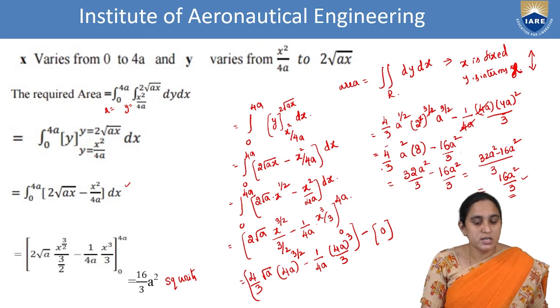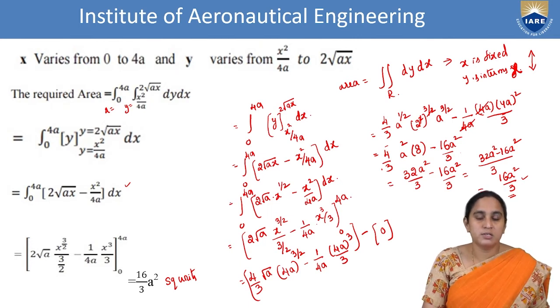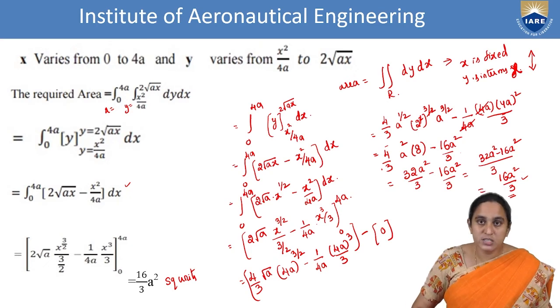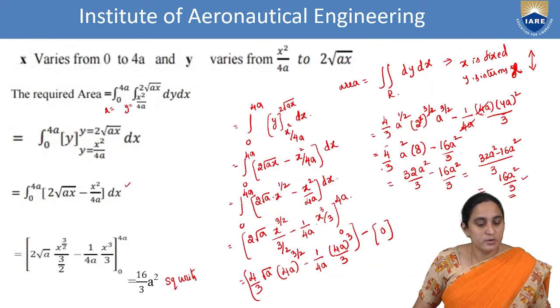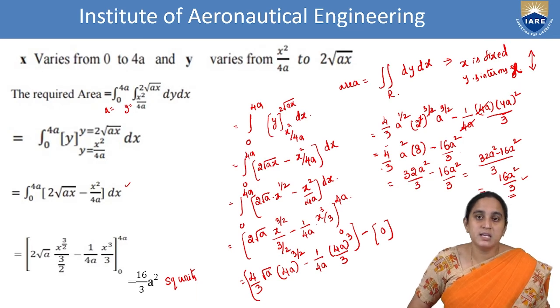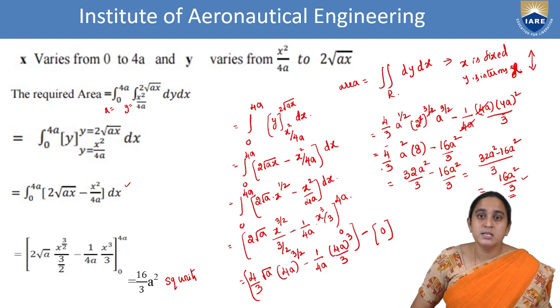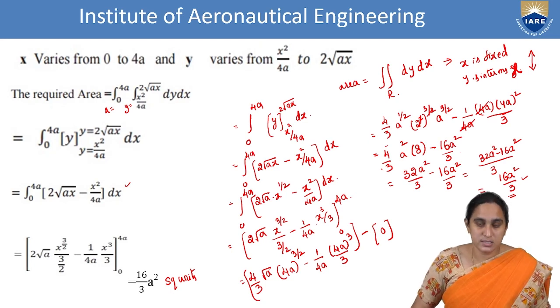For the second question, double integral of dy dx means what? X is fixed, y is in terms of x. In both the questions we got the answer 16 by 3. For the second question, 16 by 3 a square; for the first question, 1 by 3 square units. Once you observe, area is always positive. That's why here I got the answer as 16 by 3 into a square form.